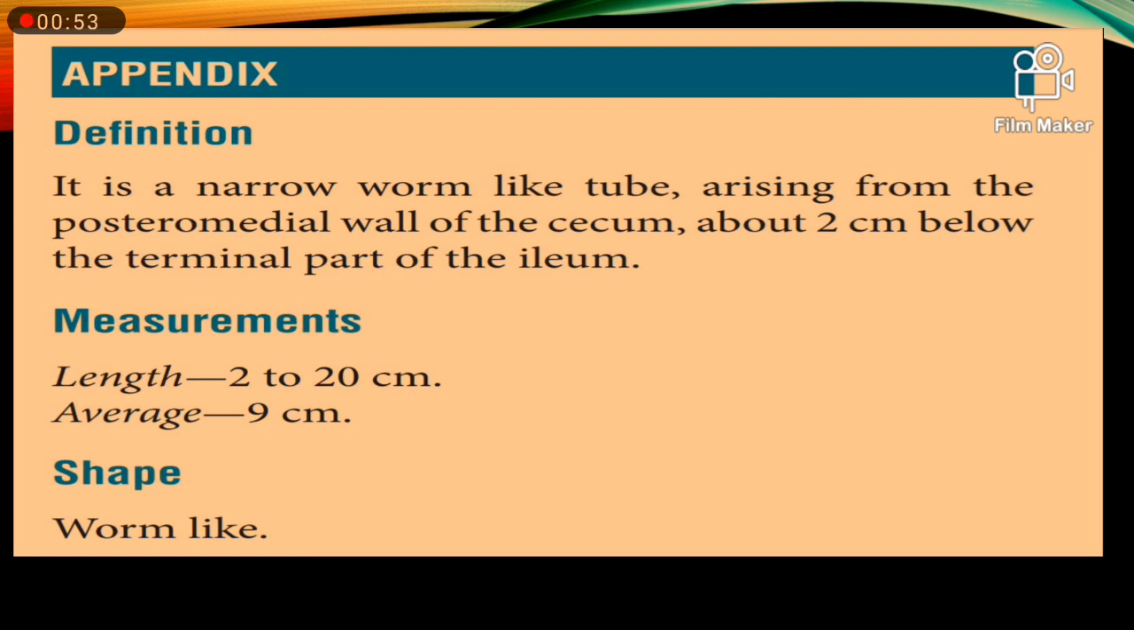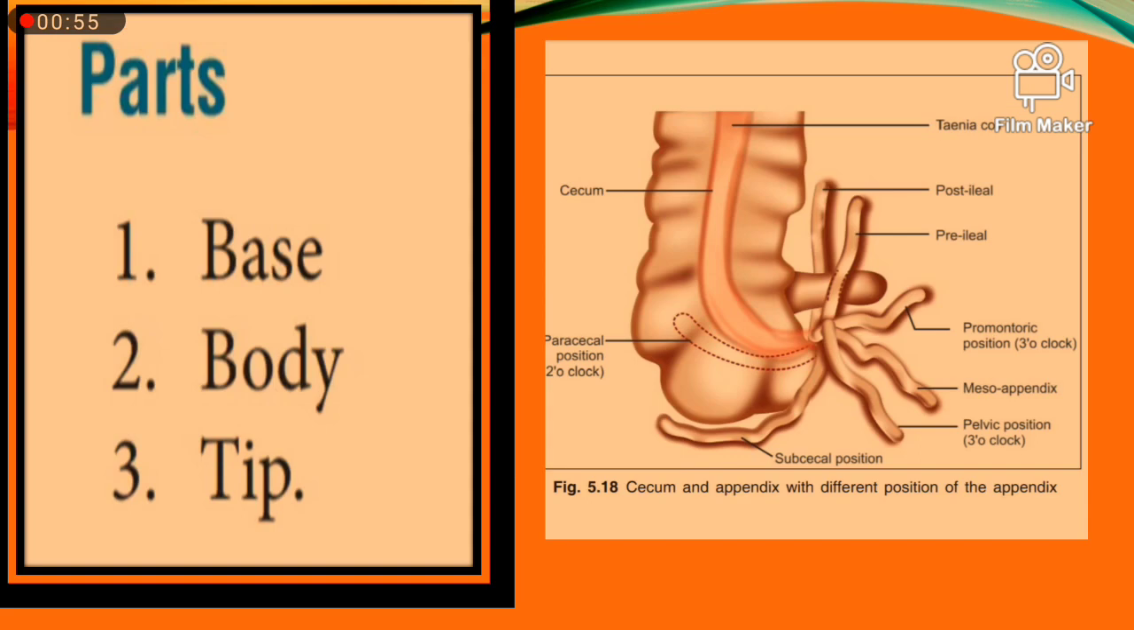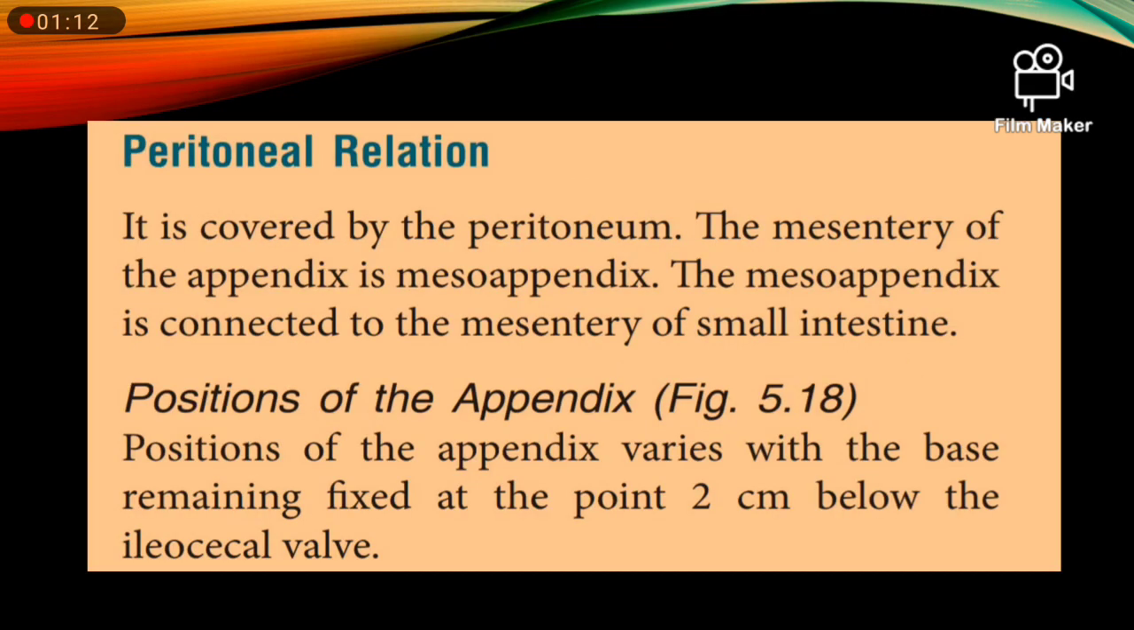Shape is worm-like. It has three parts. You can see this part is the base, from where it starts. Then the total length is the body, and the terminal end part is called the tip. Peritoneal relation: it is covered by the peritoneum. The mesentery of the appendix is the mesoappendix. The mesoappendix is connected to the mesentery of the small intestine.